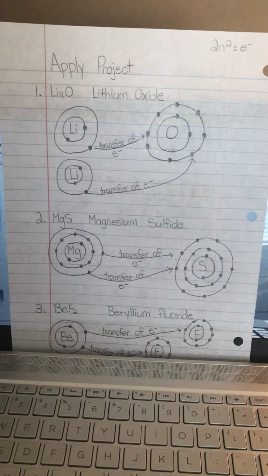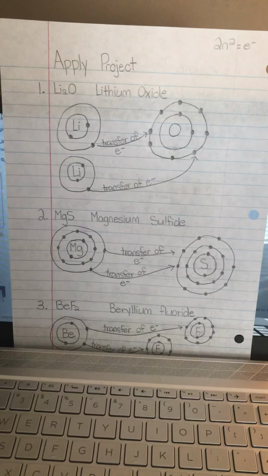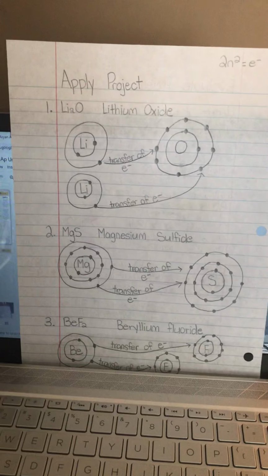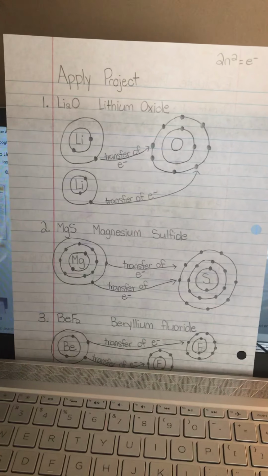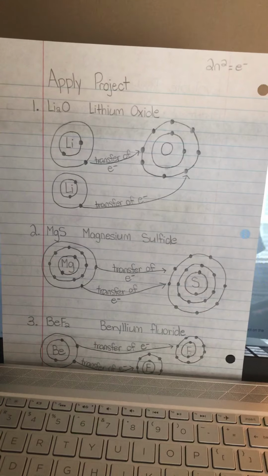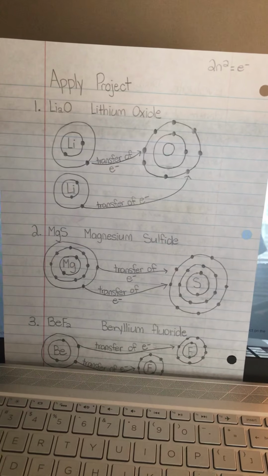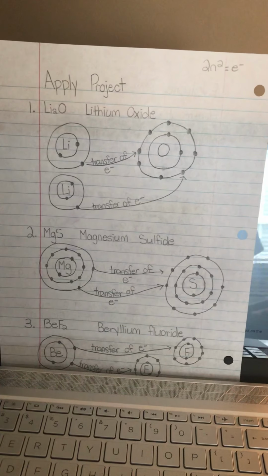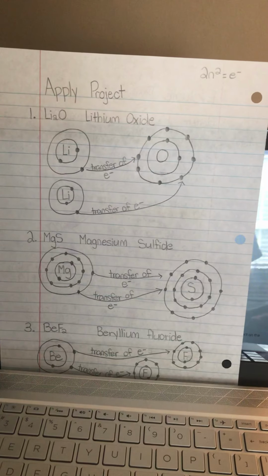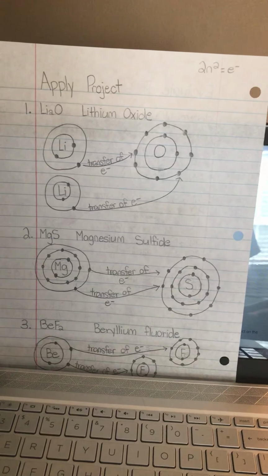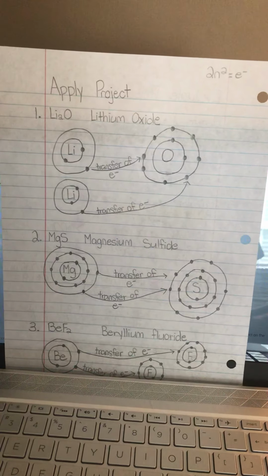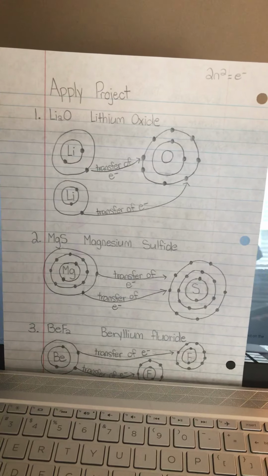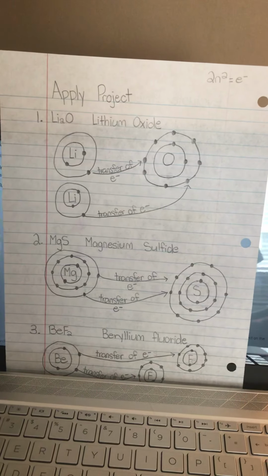Hello, today I'm going to explain how the valence electron models and how they work with one another. So with the first example, we got lithium oxide. In lithium oxide there are two lithium ions, or lithium atoms, and one oxygen atom. Lithium has 3 electrons while oxygen has 8. In the outer shell, lithium has 1 valence electron, while the outer shell of oxygen has 6 valence electrons.